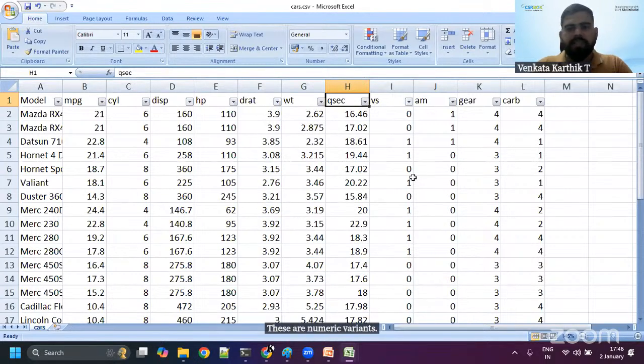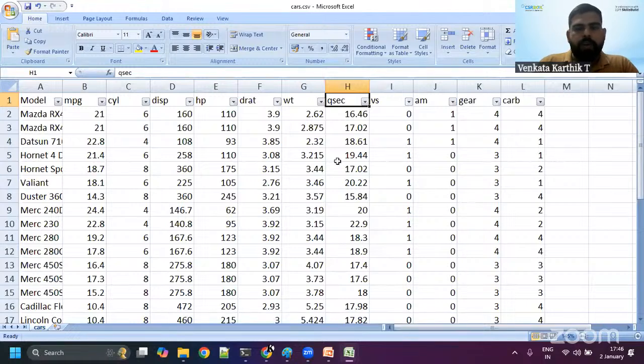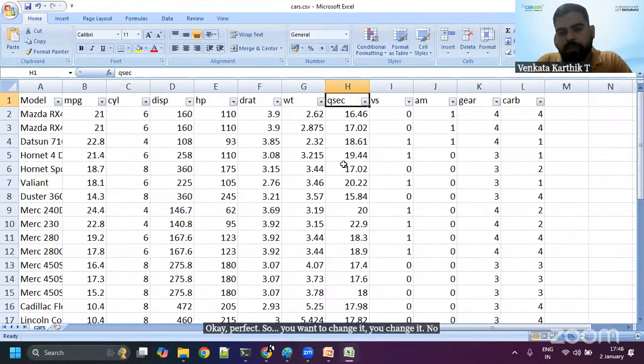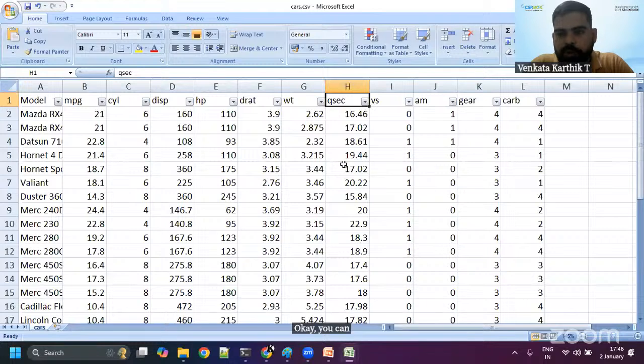Okay, guys, is that clear? Someone had this question of which one to consider as categorical and all. Okay, perfect. So if you want to change it, you change it. No problem. For your purpose, right? You can change it if you want.